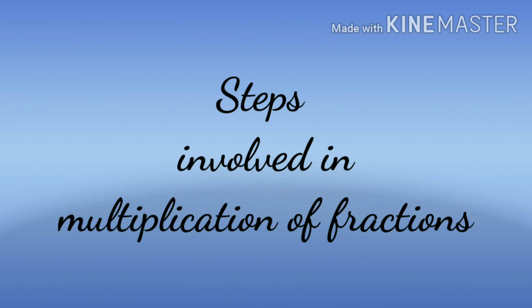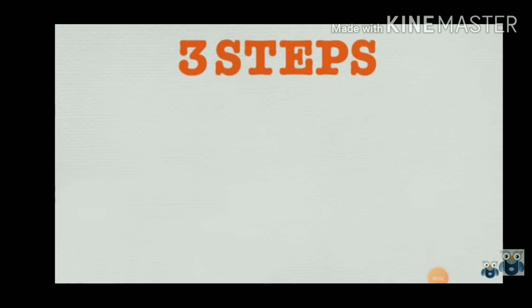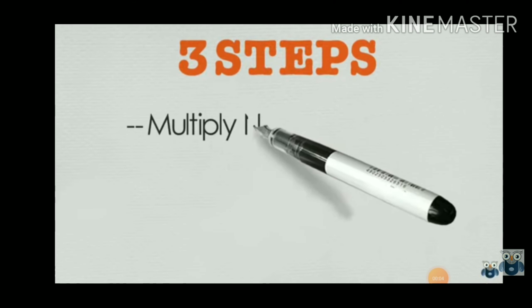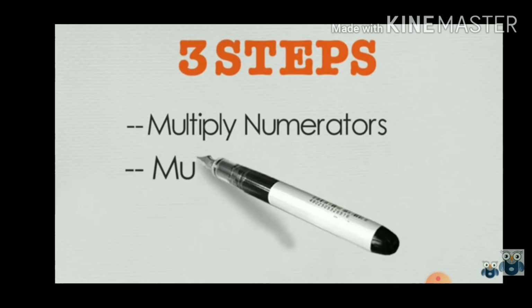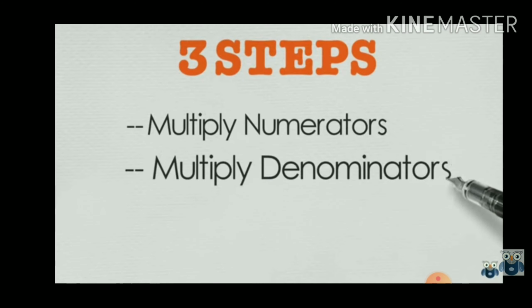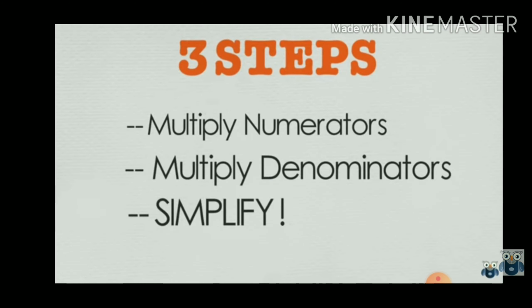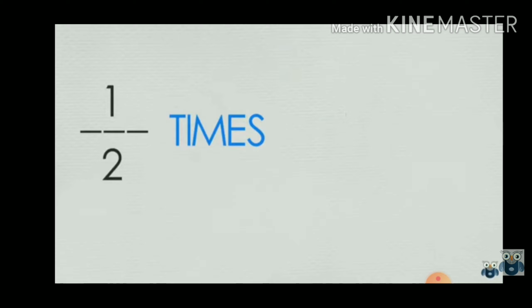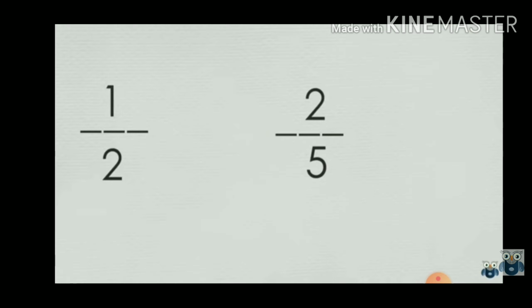Next, we'll learn about the steps involved in the multiplication of fractions. Simple steps involved in multiplying fractions: multiply the numerators, multiply the denominators, and simplify the fraction if needed. So let's look at our first example. What is 1 by 2 times 2 by 5? We could also say, what is half of 2 by 5.